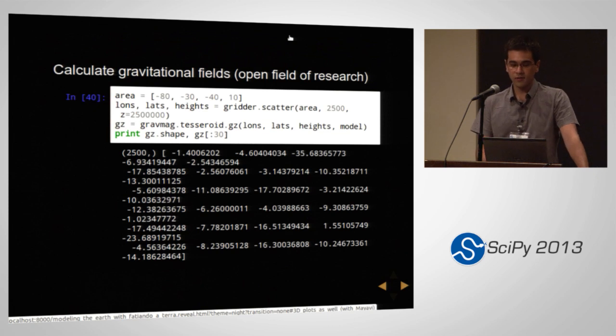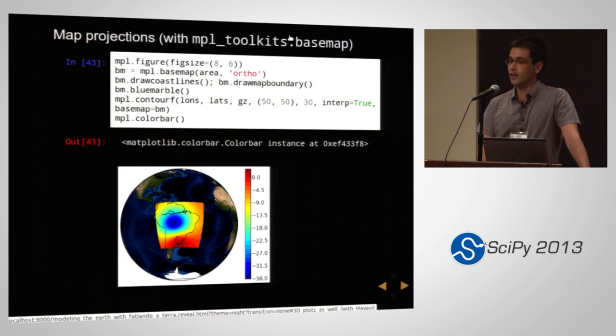And I can calculate the gravitational fields of tesseraoids as well, which is an open field of research. This is part of my PhD thesis. It's still a bit debated how it's best to do that. So I can do that using the GravMag tesseraoids module. And I can plot that with map projections using the base map toolkit.